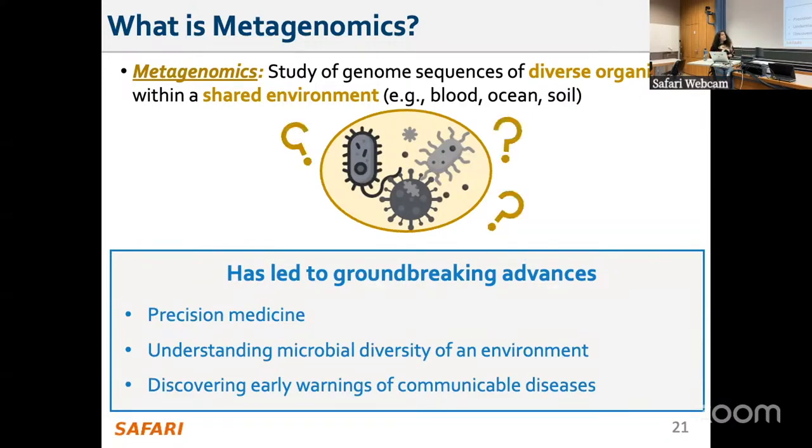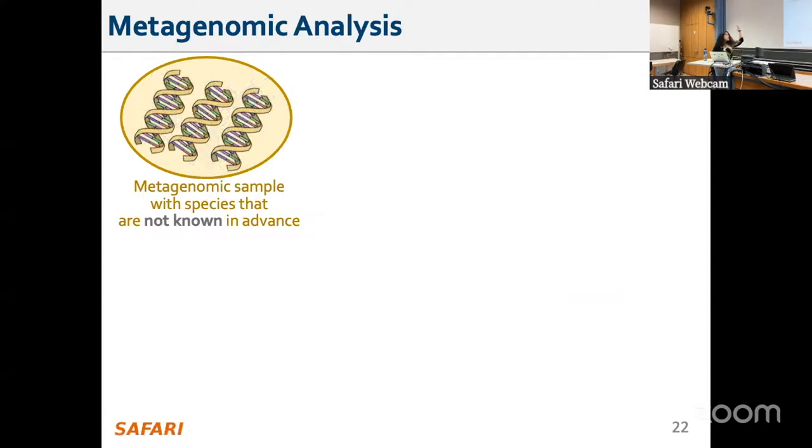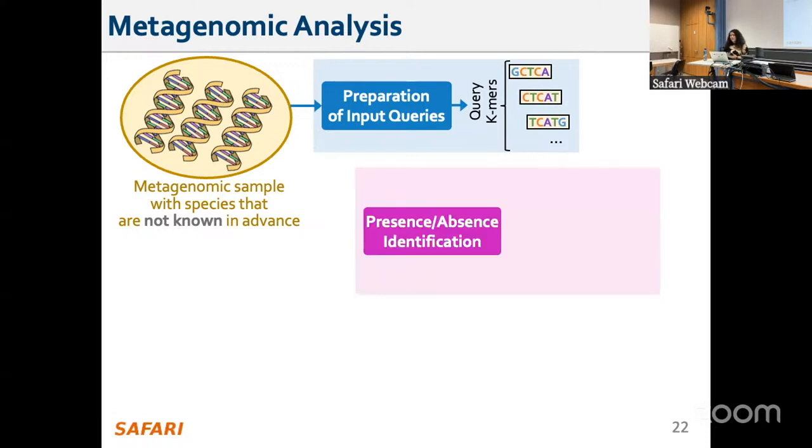Since the species in a metagenomic sample are not known in advance, metagenomic analysis typically requires performing several tests to understand what is in the sample. So now I'm showing the DNA of these organisms here, for example. The first step is the preparation of input queries. We extract k-mers, which are sequences of length k, out of these DNA sequences of organisms. And the next step is presence-absence identification, in which we want to see what is in the sample.